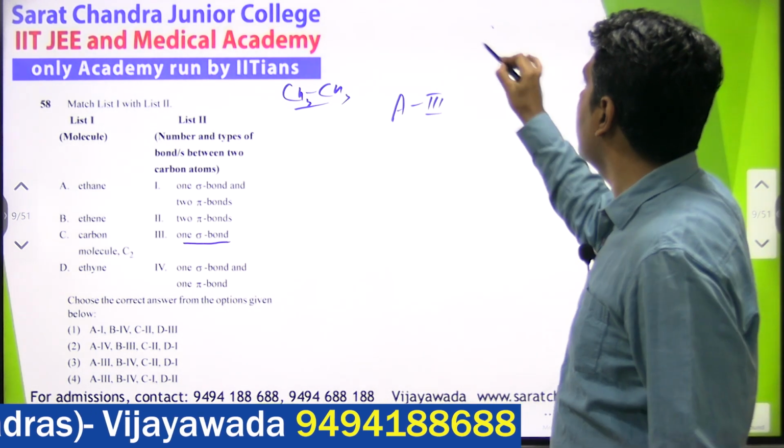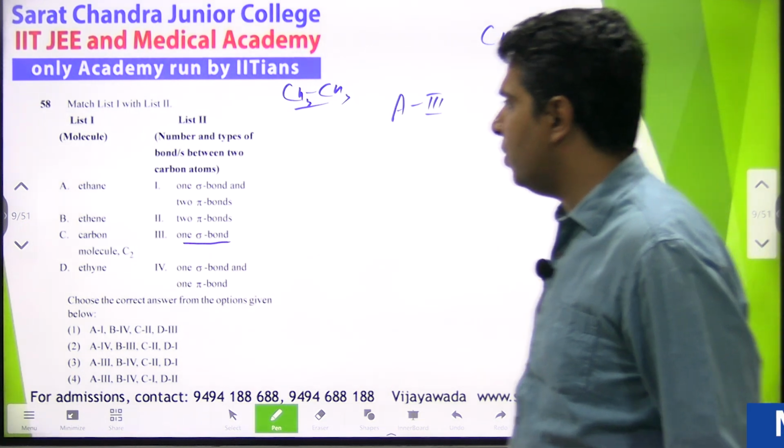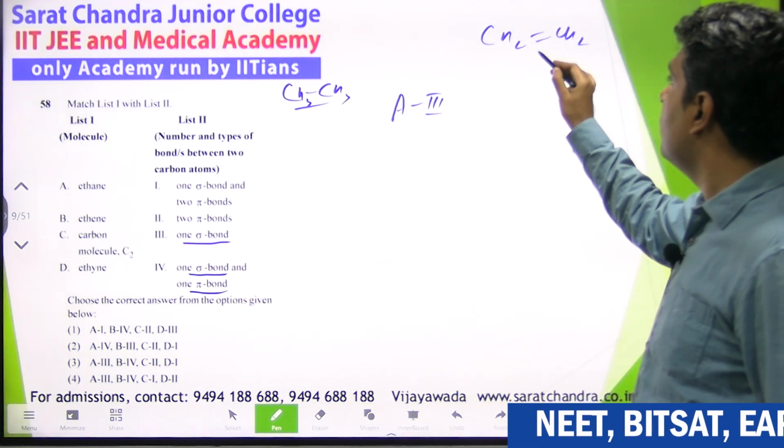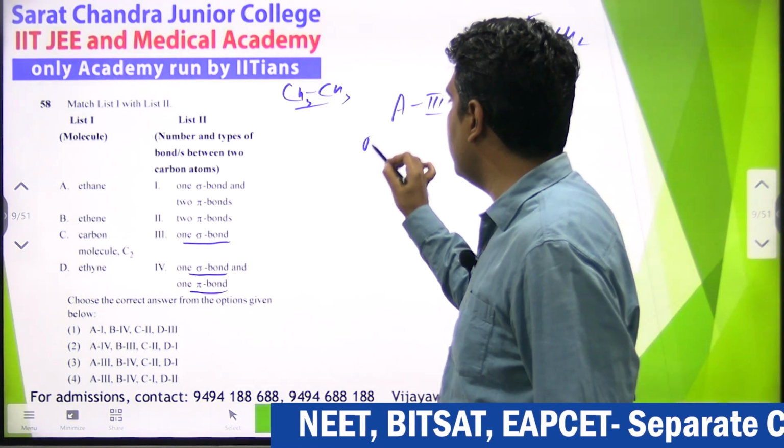Then in ethene we have a carbon-carbon double bond. The first bond will be a sigma bond, another one will be a pi bond. So one sigma bond and one pi bond will be there. So B is corresponding to 4.